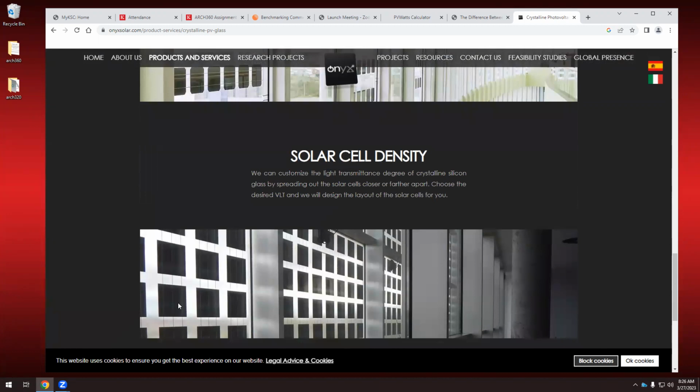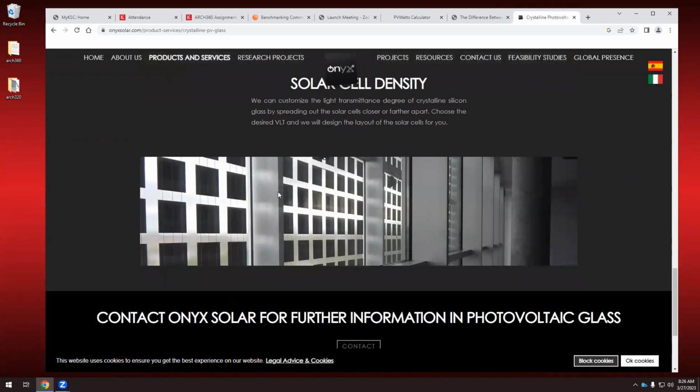So don't be naive. Don't think that by doing this, we can produce as much energy as we can produce with an opaque panel. Doesn't happen. So this is the solar cell density. Is it efficient? It's not. So engineers don't like this solution because it's not efficient. But architects, we like this solution because it's beautiful. So there is always a clash between efficiency and beauty.